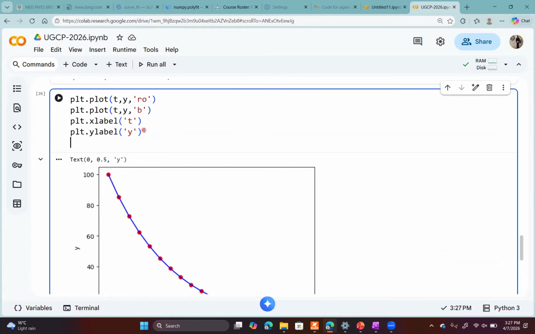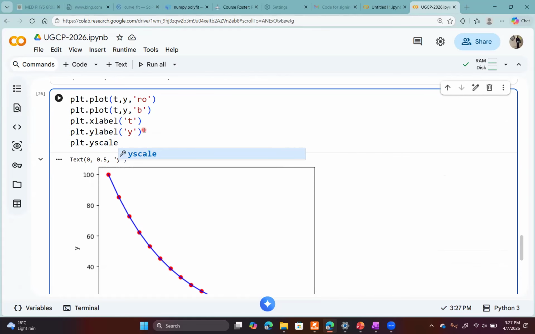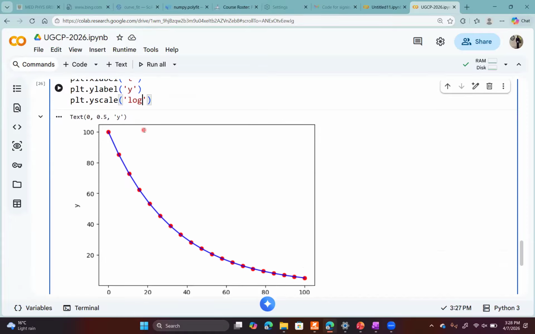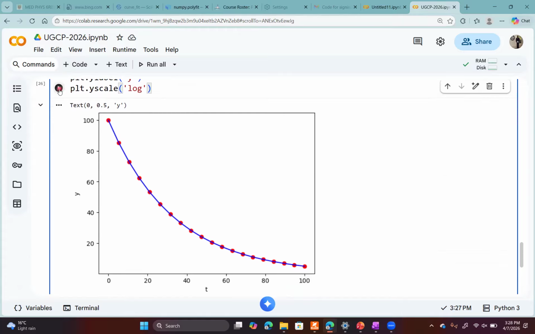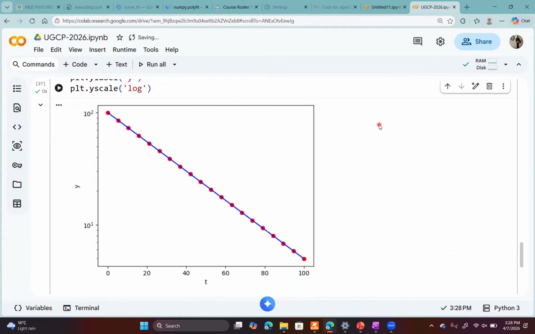But now I'm going to make another line, another option from the PLT. So I say y scale to log. So it will convert the vertical scale to log. So behold, this is a crucial point in this demonstration. Seeing is believing. The data turned onto a straight line, right?